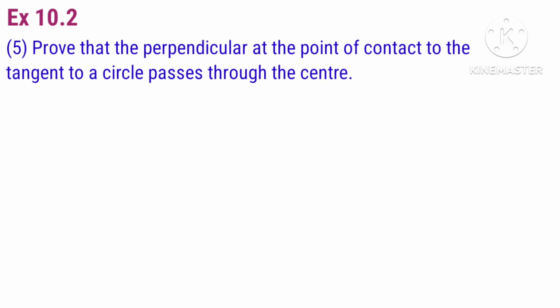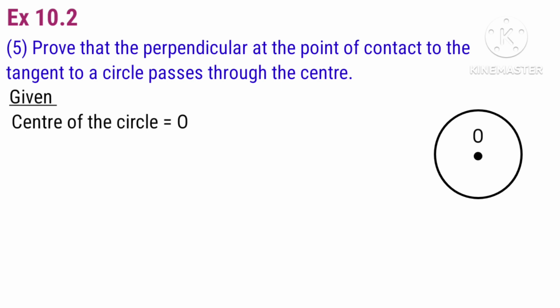So we can say the lines are parallel, therefore PQ is parallel to RS. So we'll move on to the next question. Prove that the perpendicular at the point of contact to a tangent to a circle passes through the center. So in the question, first let's see how to draw it. So let's take a circle. Let's mark the center of the circle.